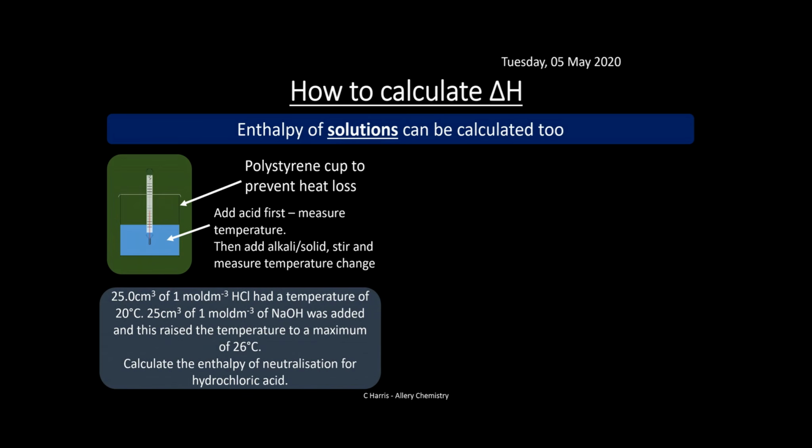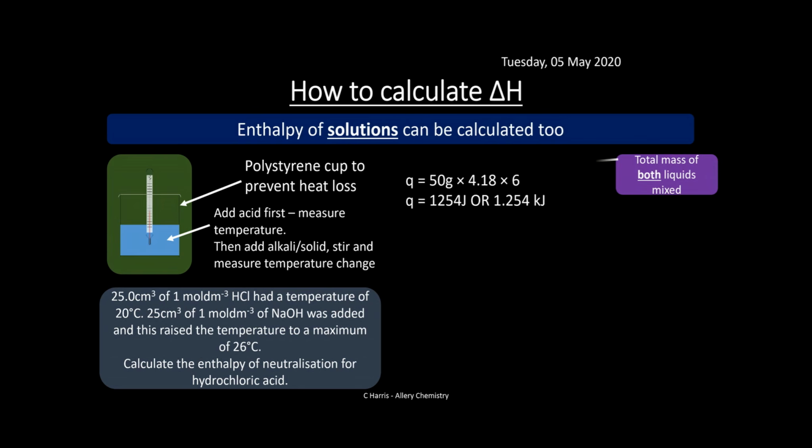So let's look at this example. We've got 25 centimeters cubed of 1 molar HCl, hydrochloric acid, at a temperature of 20 degrees. 25 centimeters cubed of 1 mole per dm cubed sodium hydroxide was added, and this raised the temperature to a maximum of 26 degrees Celsius. So it's raised it by 6 degrees maximum. We need to calculate the enthalpy of neutralization for hydrochloric acid. It's a little bit trickier, this one, but follow the same rules.